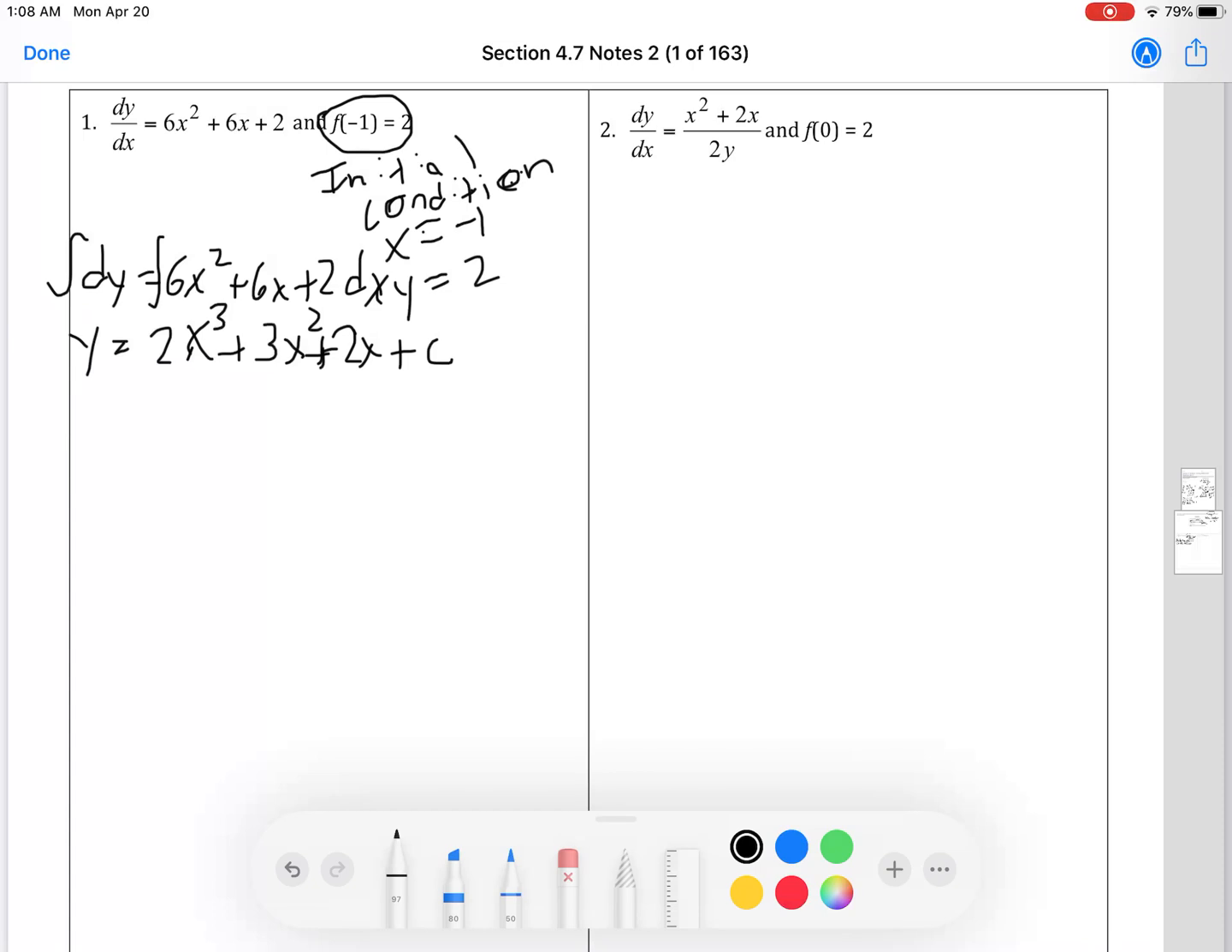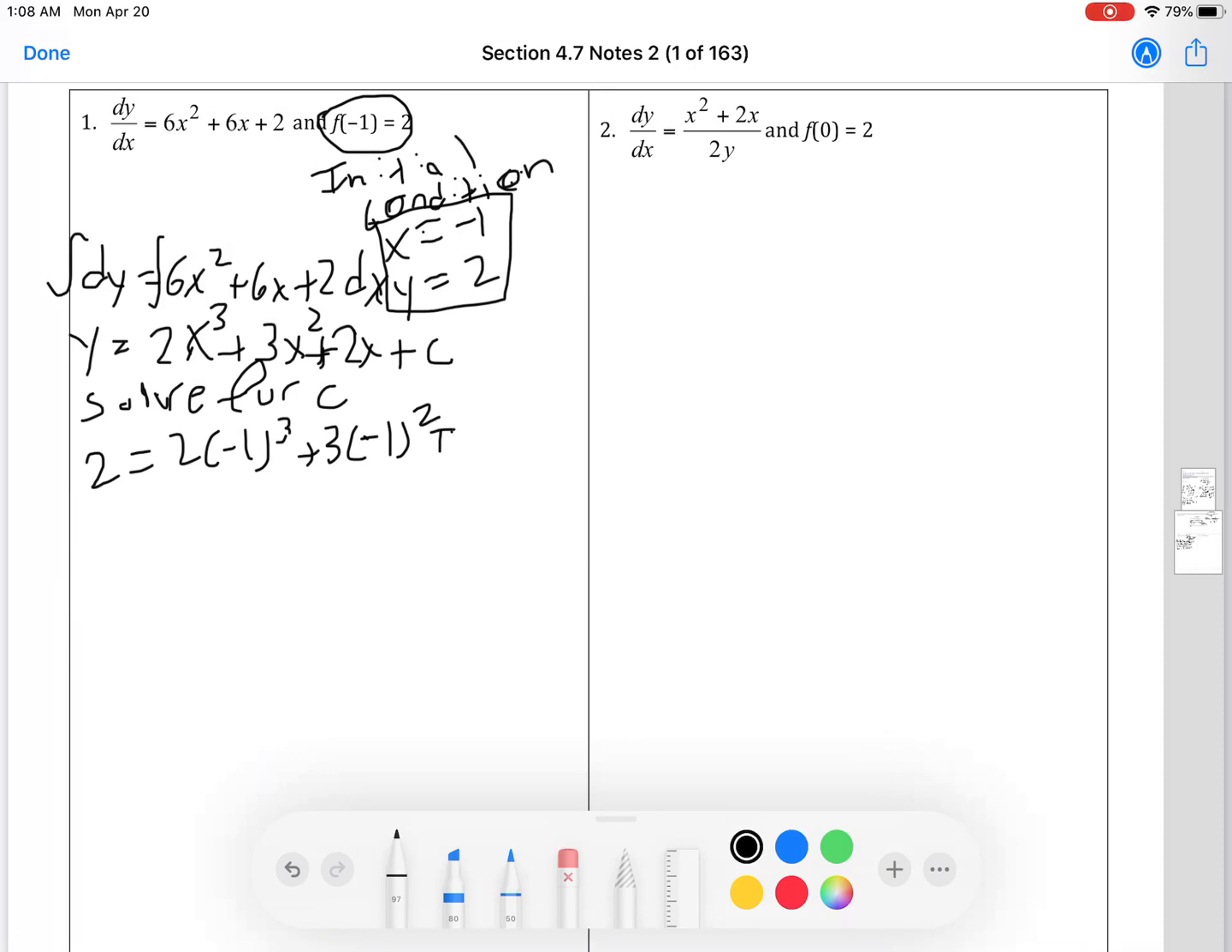Now, because I wrote my initial condition as what my x and y are equal to, I can just put them in whenever I see x and y. And so this is where I'm going to be solving for c. So I'm going to put 2 equals 2 times negative 1 cubed plus 3 times negative 1 squared plus 2 times negative 1 plus c.